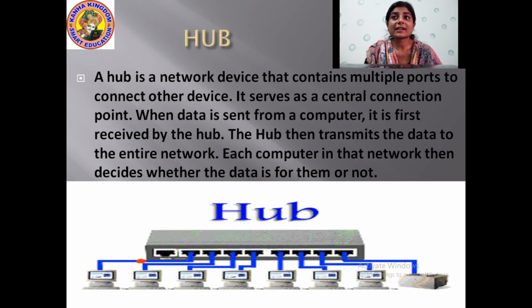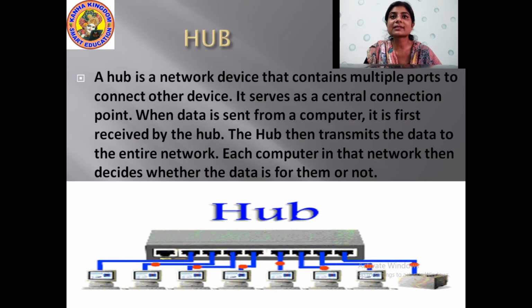It serves as the central connection point. It is the central connection point where it receives the network, and several computers you can connect to the different ports that it has. It acts as the central connection point. When data is sent from a computer, it is first received by the hub. If you send some data from the computer to a different computer or a network, it is first sent to the hub. Then only it is received by the other computer.